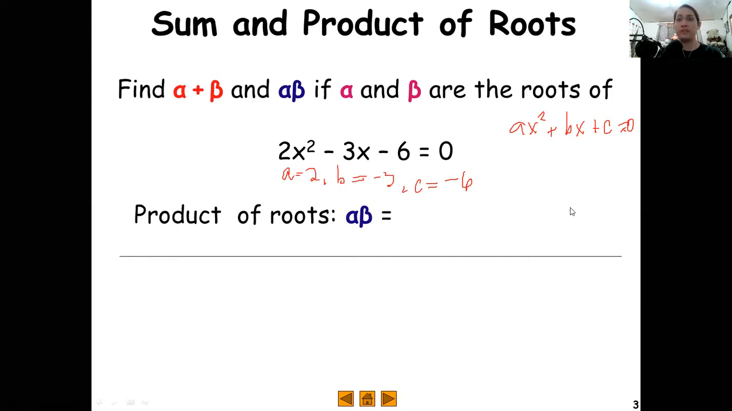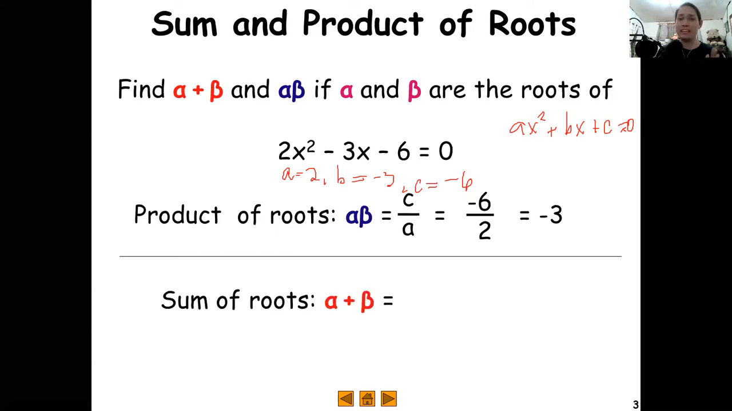For the product of the roots, it can be written as a times b. So you will just multiply the roots. Or you can use the formula that I have shown you a while ago on the screen, which is equal to c over a. So c is negative 6 and a is 2. So we have negative 6 over 2, or equal to negative 3. This is the product of the roots. Easy, right?